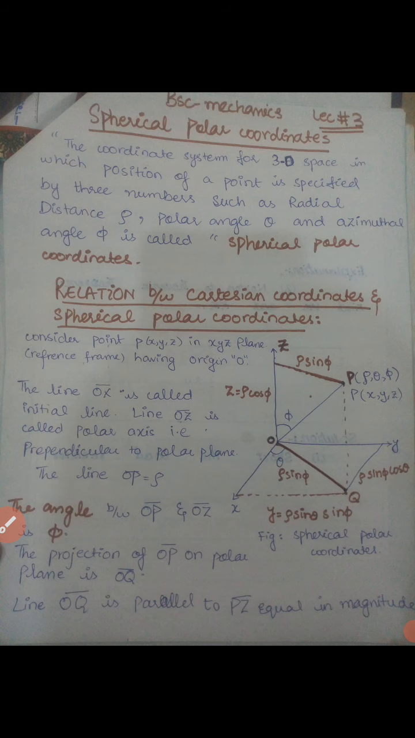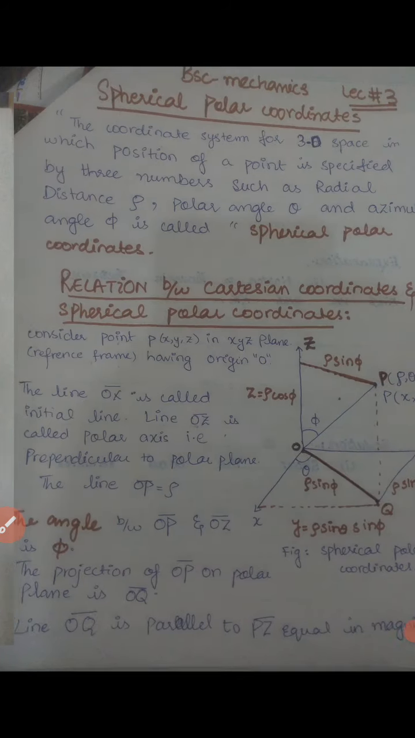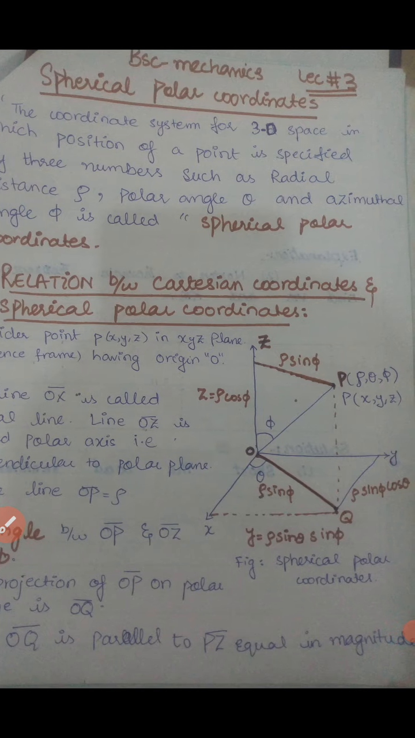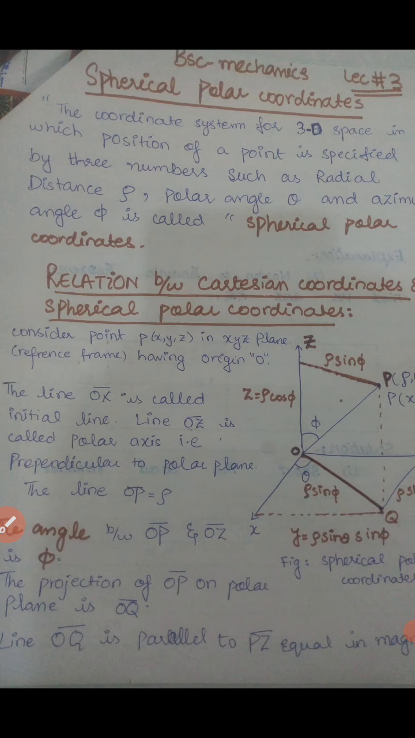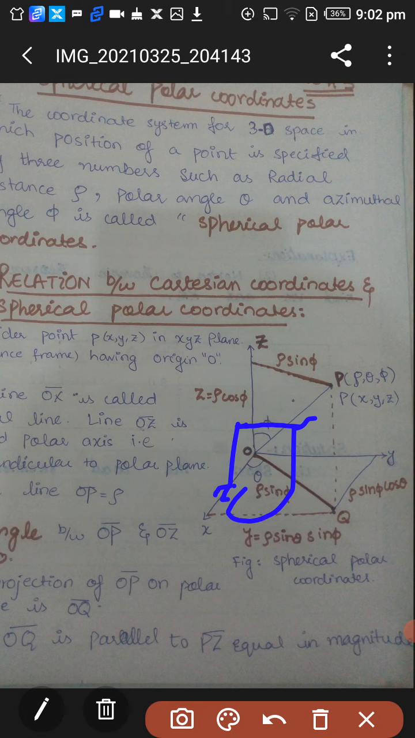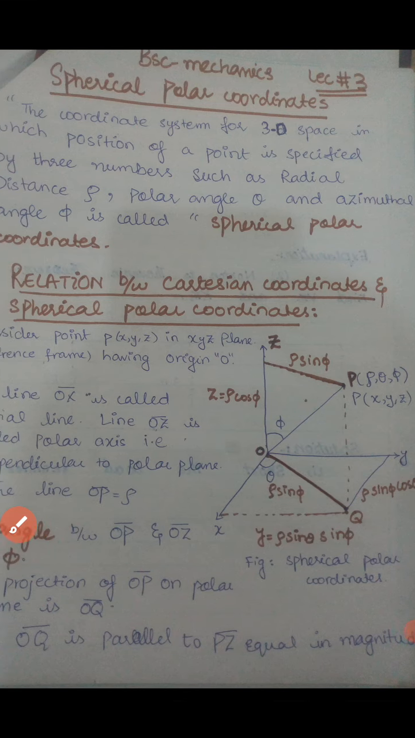Now we will see the next line, which is OZ. You should see in the figure where OZ is, and you will find that OZ is called the polar axis, which is perpendicular to the polar plane. And what is the polar plane? OY is basically called the polar plane, and I will discuss it again.